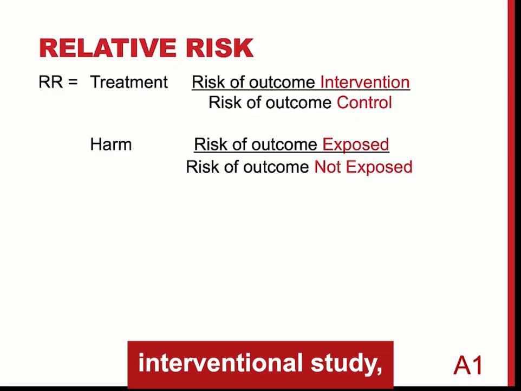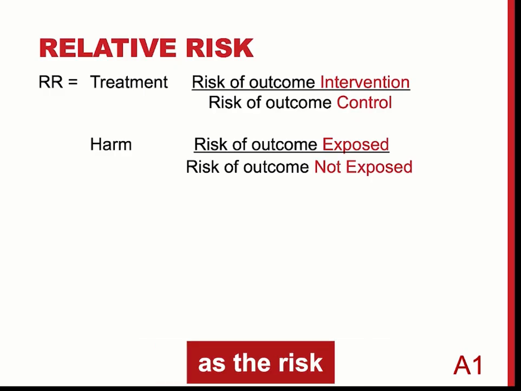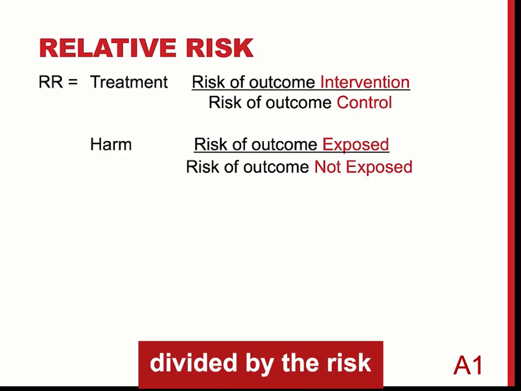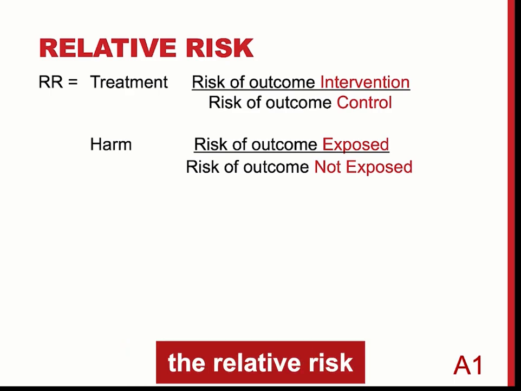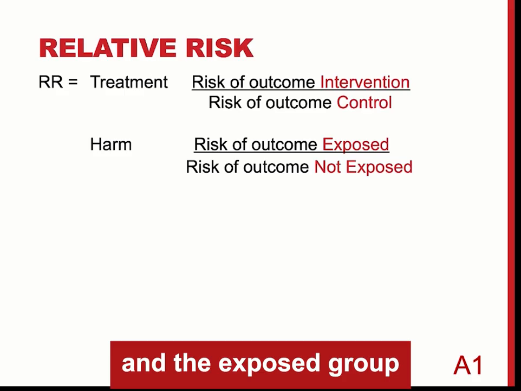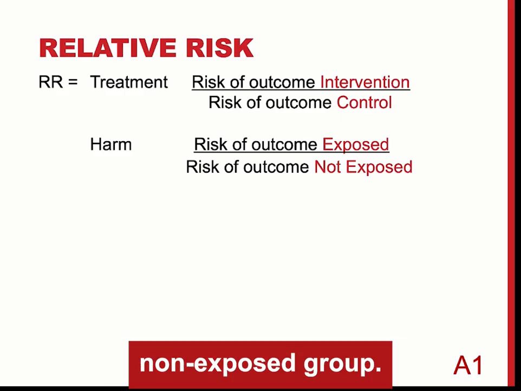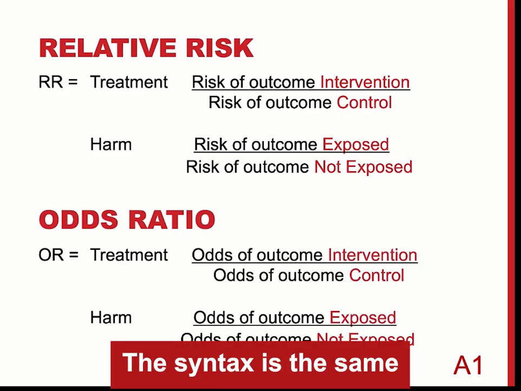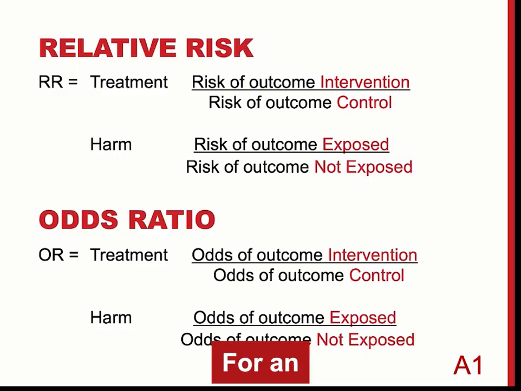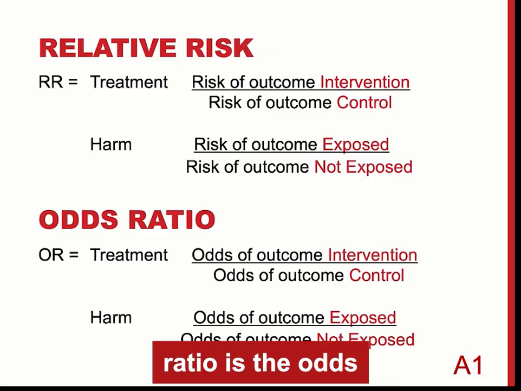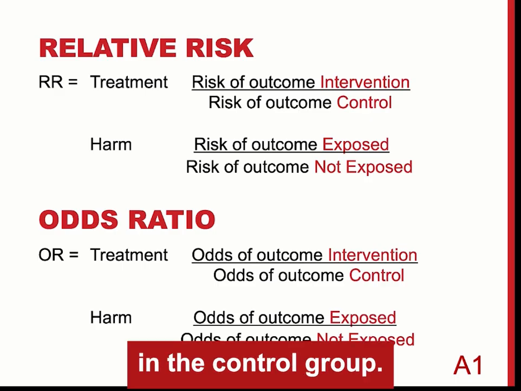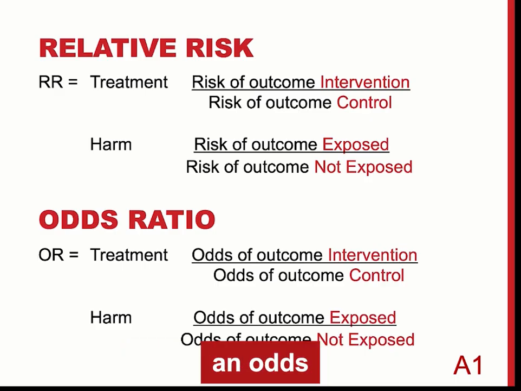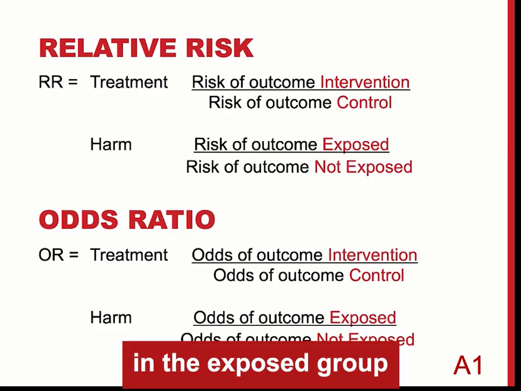For an interventional study, the relative risk is defined as the risk of the outcome in the intervention group divided by the risk of the outcome in the control group. For an observational study, the relative risk is the risk of the outcome in the exposed group divided by the risk of the outcome in the non-exposed group. The syntax is the same for an odds ratio. For an interventional study, an odds ratio is the odds of the outcome in the intervention group divided by the odds of the outcome in the control group. For an observational study, an odds ratio is the odds of the outcome in the exposed group divided by the odds of the outcome in the non-exposed group.